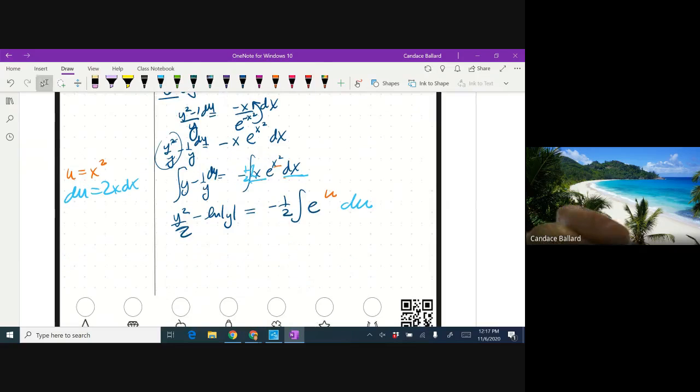All right, when we integrate e to the u, what do we get, people? E to the u, good job. Is that it? Just e to the u? Ah, yes, plus c. Okay. You guys are doing pretty good. You're keeping up pretty good.